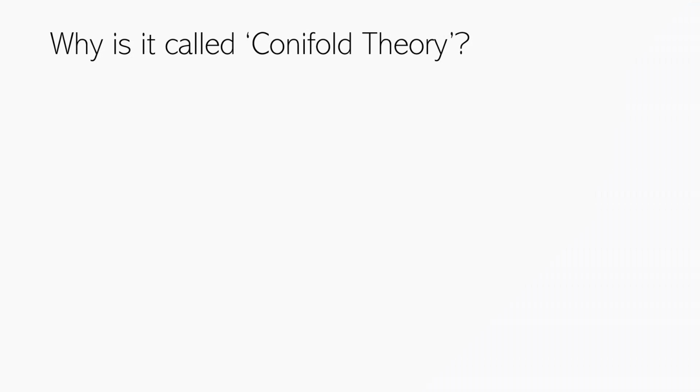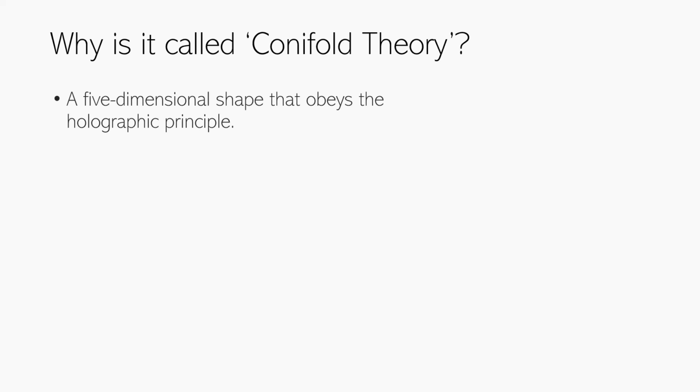And so now it'll start to make sense why I'm calling this thing Conifold Theory. A conifold is a known structure in physics. It's a five-dimensional shape formed by linear algebraic transformations that obeys the holographic principle. And I'm proposing that it can emerge from any heat-trapping thermodynamic system that engages in quantum information processing.